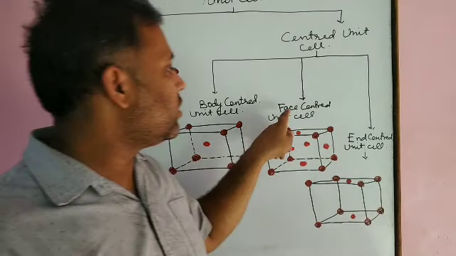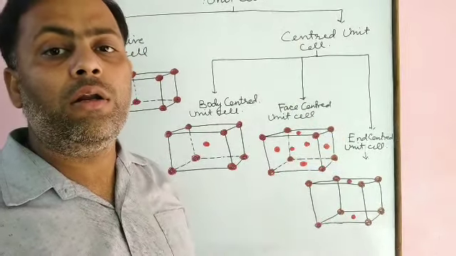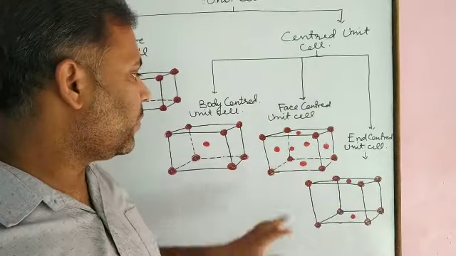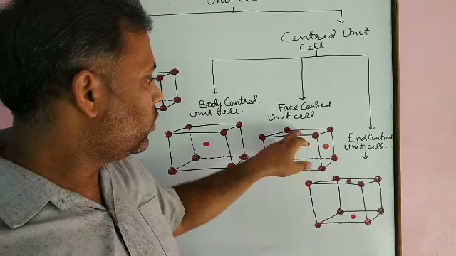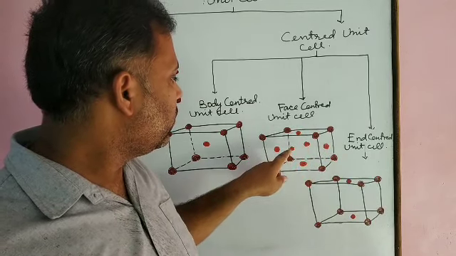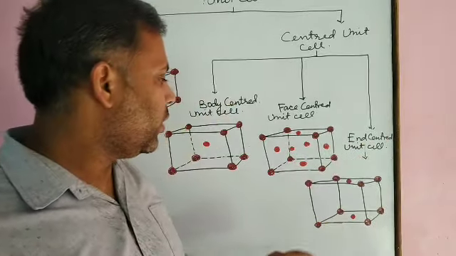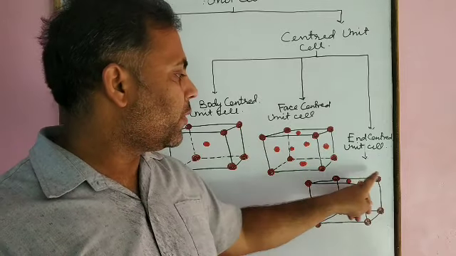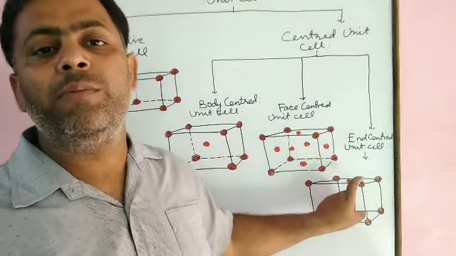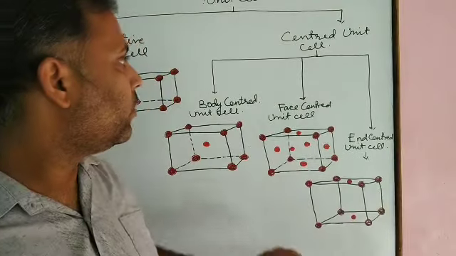So the next one, in case of face centered unit cell, the atoms are present at each corner together with the center of each face. As you see here, 1, 2, 3, 4, 5, 6. So the next, in case of end-centered unit cell, you can see the atoms are present at each corner together with two atoms present at the two opposite faces. Clear?